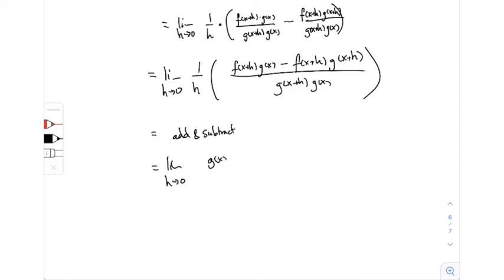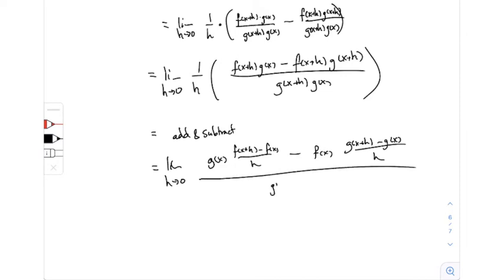this. It turns out you can factor g of x out of the first one, and then what remains is this. And out of the second one, you can factor f of x, and what remains is the g stuff. And this whole thing will be divided by that common denominator.